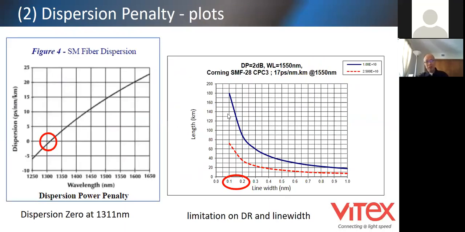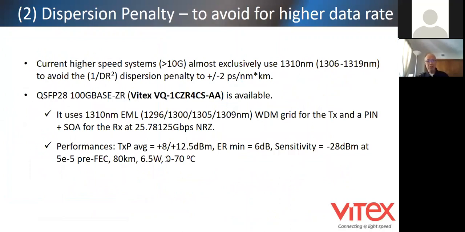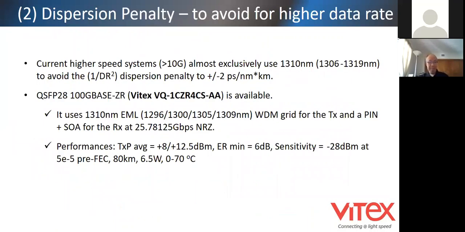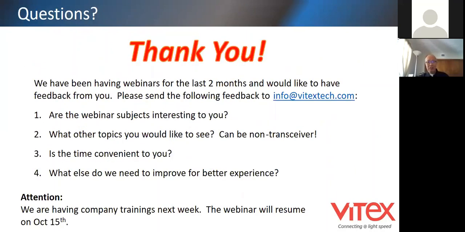But let me go back to here. You can see that the dispersion penalty is 50/50. It's huge compared to what we do. So I just want to remind you that as we go up in data rate, there is going to be a problem to go long length or even the same length. I think I've given enough information.